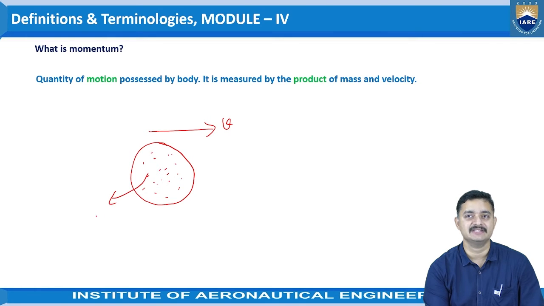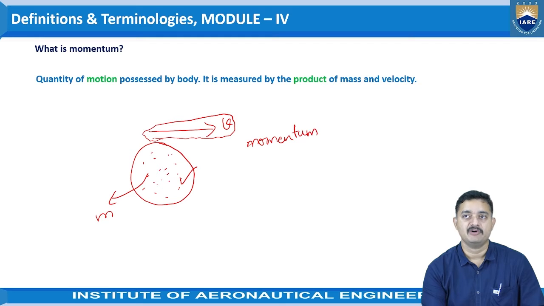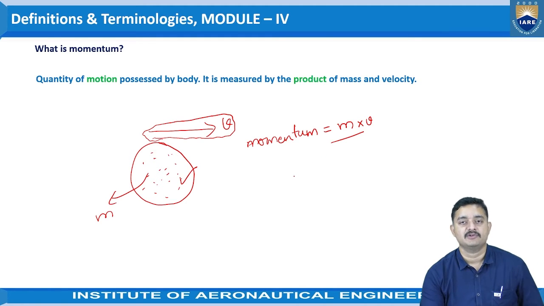Let us say the mass of the matter contained is m. So m is the mass of the matter contained by this body, and that body has a velocity of v. Then we can say that the momentum of this object is treated as the product of mass and velocity. So this is defined as the momentum.